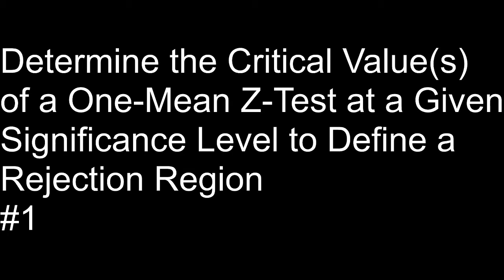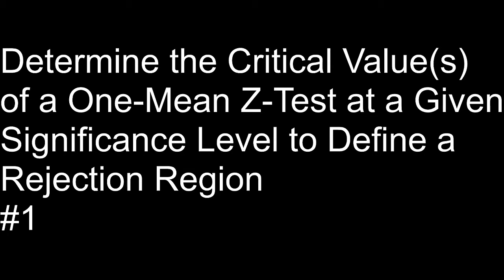Now remember, there are two approaches to a hypothesis test. You could take a critical value approach where you find a critical value or critical values depending on the significance level, and then you set up your rejection region. And then there's the p-value method where you find the p-value for your particular test statistic. This is for the critical value approach.